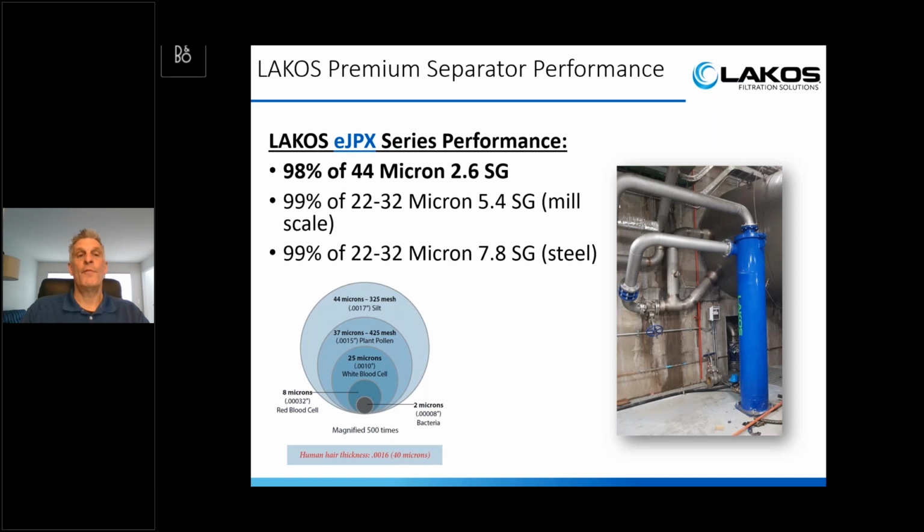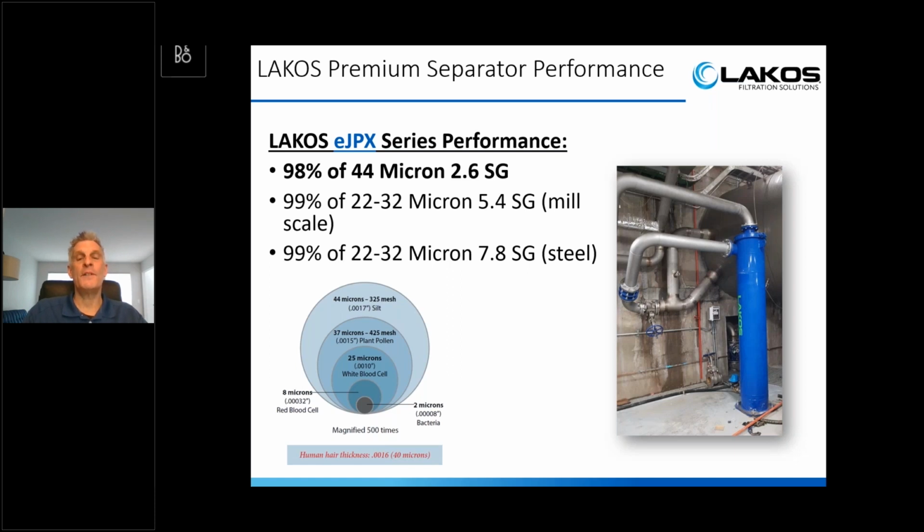LAKOS Premium Separator Performance. Now, all of our LAKOS separators are third-party tested, which we'll explain here in a minute or two. But these efficiency ratings are not LAKOS doing testing and printing them. They've actually been sent out to a lab to be third-party tested. So right now, with our high efficiency separator on a single pass, we're at 98% efficiency of a 44 micron particle with a 2.6 specific gravity.